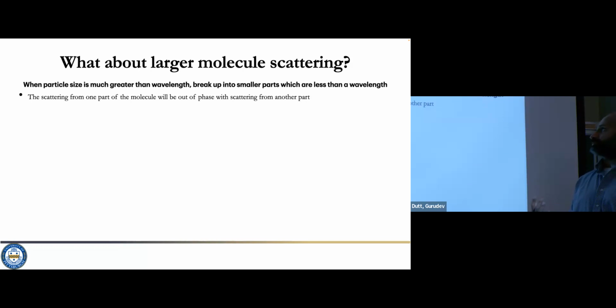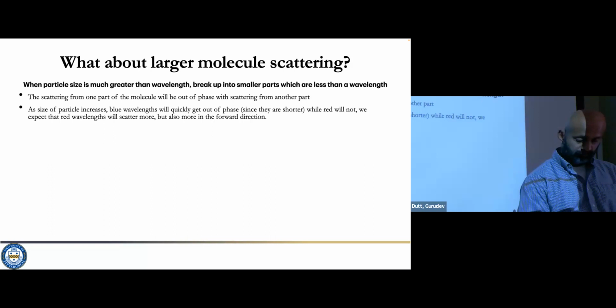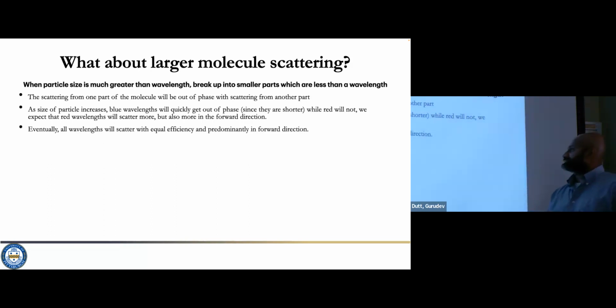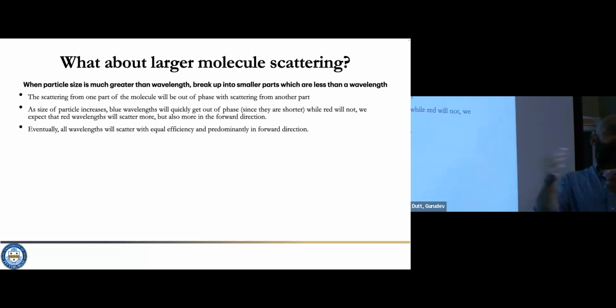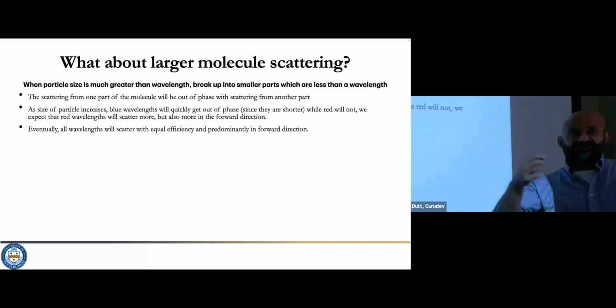Scattering from one part of the molecule might be out of phase with another part. As the size of the particle increases, the blue wavelengths will tend to get out of phase more quickly because they have shorter wavelengths. Even a small distance difference will lead to a larger number of wavelengths fitting inside it. So we expect that the red wavelengths will scatter more.